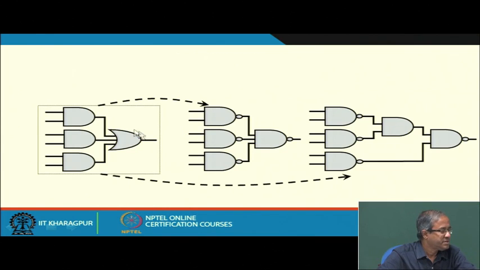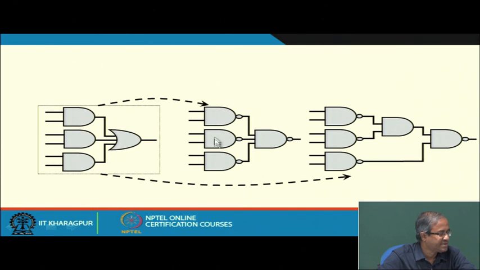So, in this slide we are showing a simple example. Suppose there was a 2-level AND OR realization. Now, you know that any 2-level AND OR is equivalent to a 2-level NAND. So, this is equivalent to this. So, I can have a realization like this.